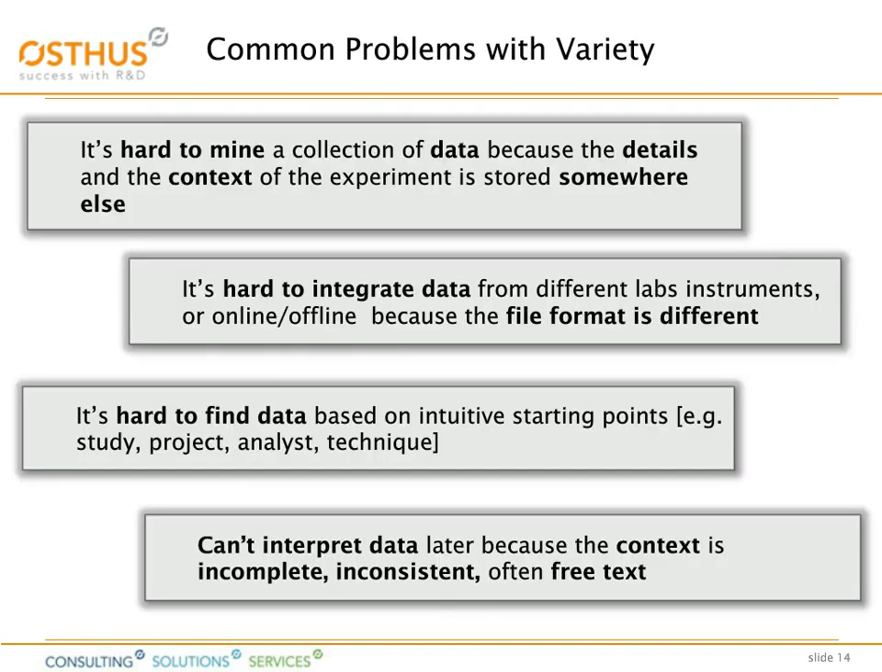If you want to combine data from different heterogeneous sources, there are common issues. For example, it is difficult to mine the data because context is stored somewhere else. It is also difficult to integrate data if you get data in different file formats. Sometimes it might even be hard to find the right data because data is not sufficiently interlinked. Another aspect is that you cannot correctly interpret your data if context information is incomplete or inconsistent.